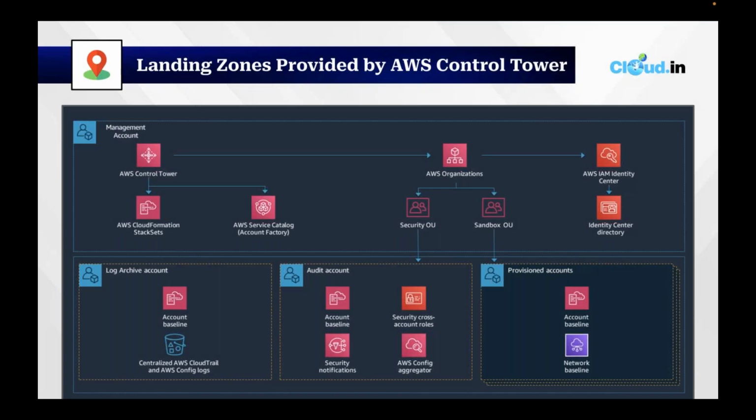Now, it's just an overview of what Rutuja explained about how Control Tower works. It's just an overview of how that landing zone structure is there. As you can see here, the management account is the main account, where the root account is, and through Control Tower we can use that service to set up this landing zone.